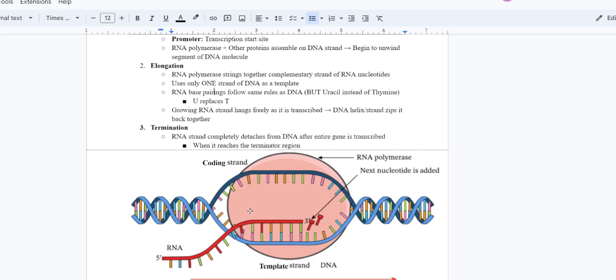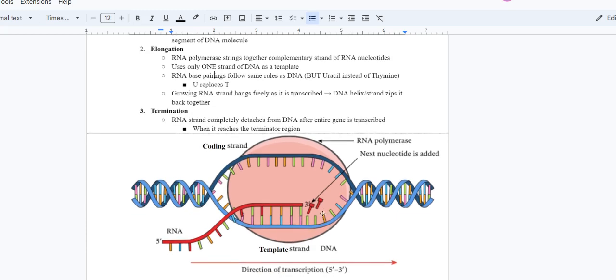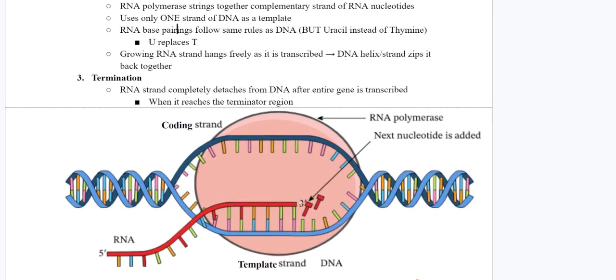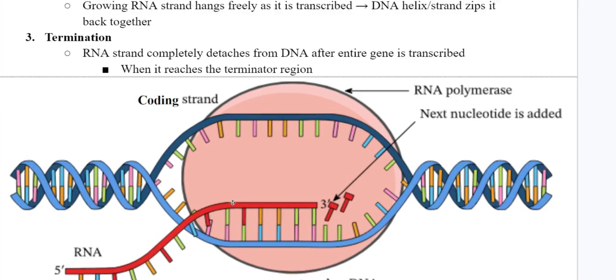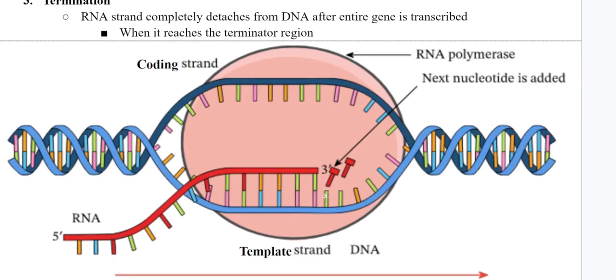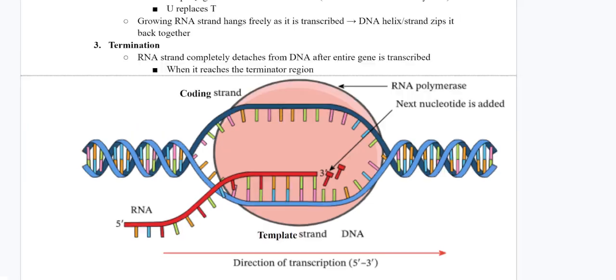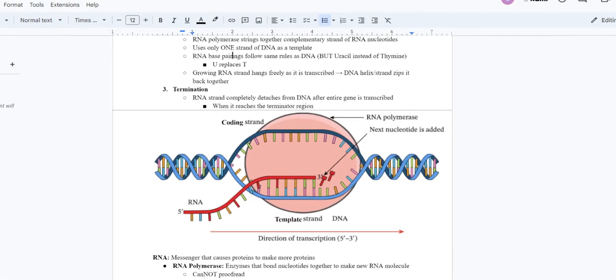This RNA polymerase starts stringing together complementary strands of RNA nucleotides. What it does is attach these nucleotides together, and if you see here, if this is A, then this should be U, and if this is A, then this is U, and if this is G, this should be C, right? Because the nucleotides should be complementary to each other, and the things that need to bond will bond to each other.